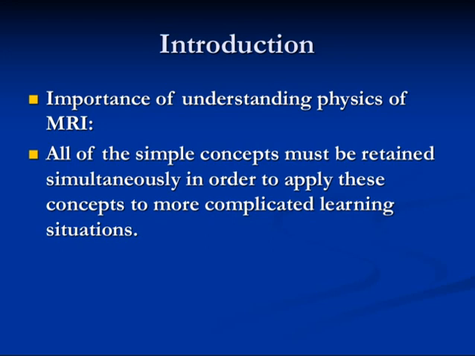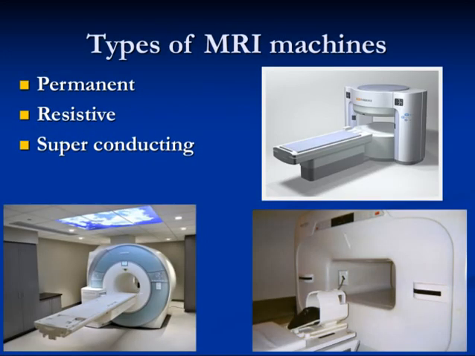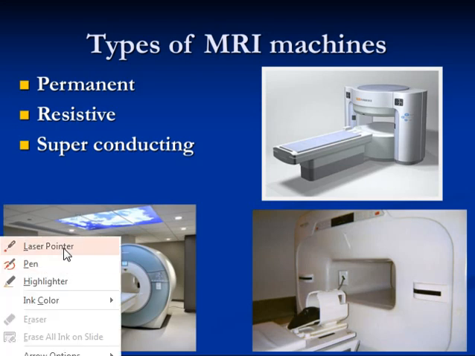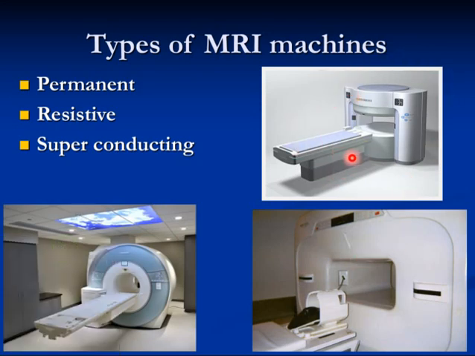First, let's get the technical stuff out of the way. We will talk briefly about the types of MRI machines. Basically, we have three types of MRI machines. This one is called the permanent magnet, this one is the superconducting magnet, and this one is the resistive magnet.